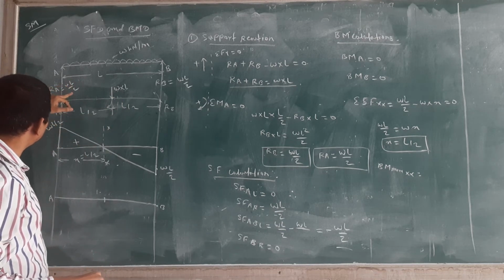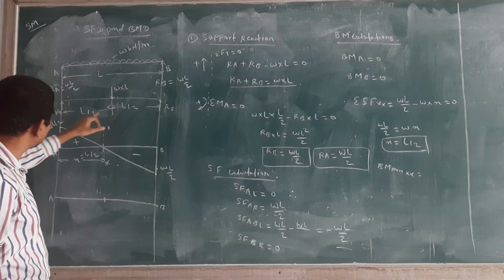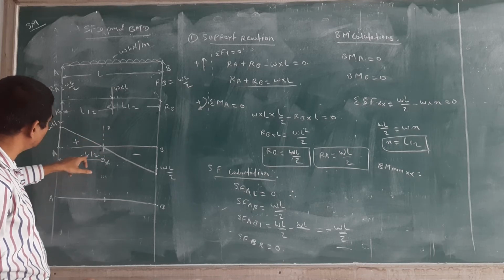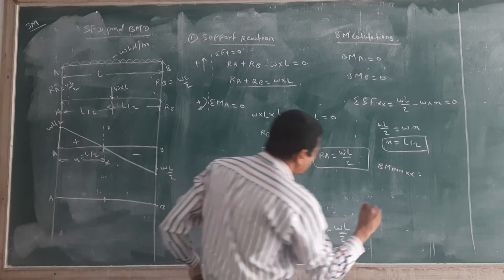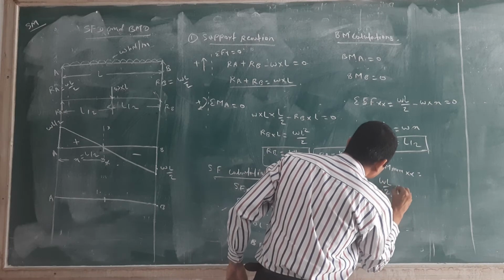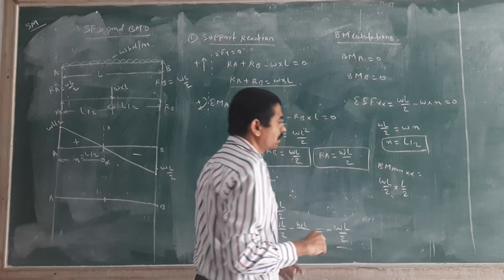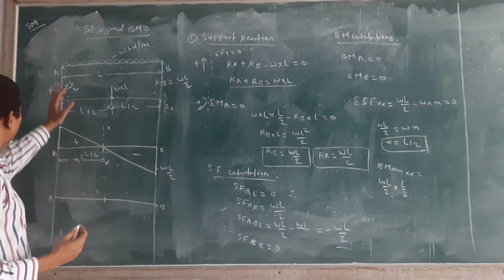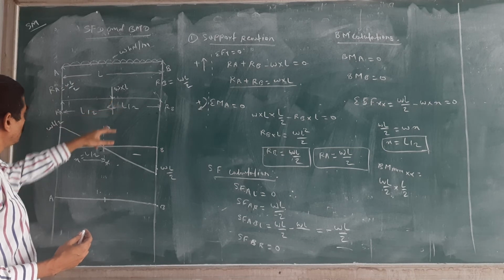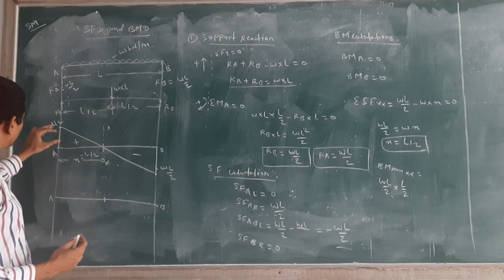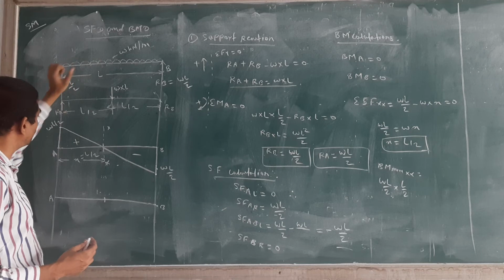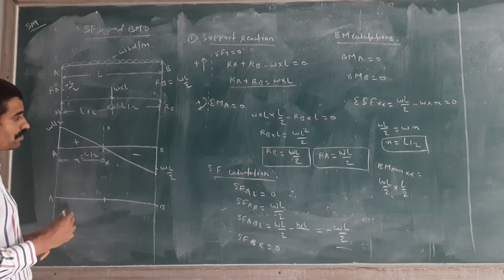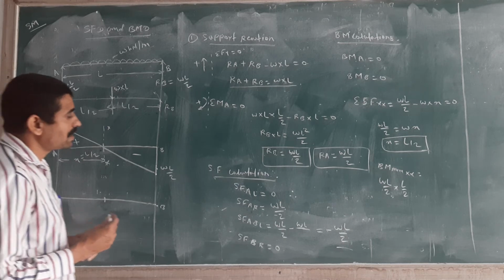That's why WL by 2 into the distance up to this XX section. This is L by 2. Means I will write here WL by 2 into L by 2. Right? Then see, is there any load between A and this point, up to the center section XX? Yes, here is a UDL. How much UDL is that? W into L by 2 again.